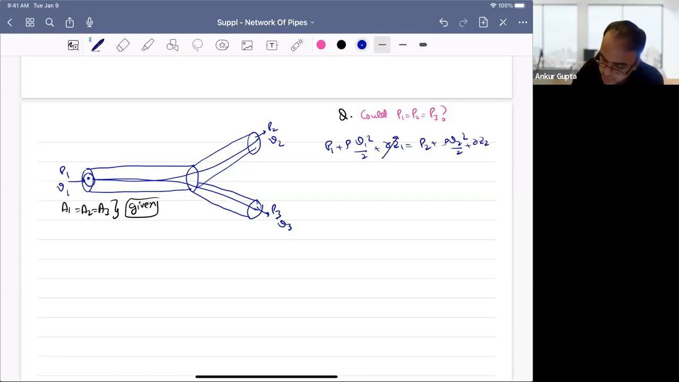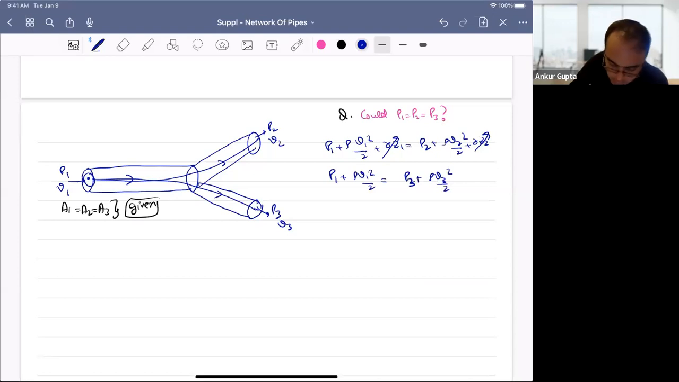Okay, and then again, this goes away. We can also apply this from 1 and 3, so you can use combinations as well. So P1 plus rho V1 square by 2 is equal to P2 plus P3 plus rho V3 square by 2. And note that I'm doing it in the direction of flow, just to be consistent. I do this in the direction of flow always to get a consistent answer.